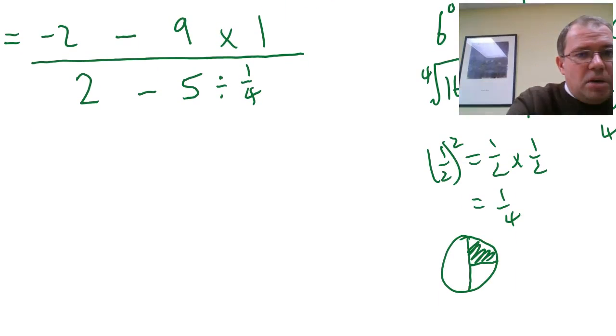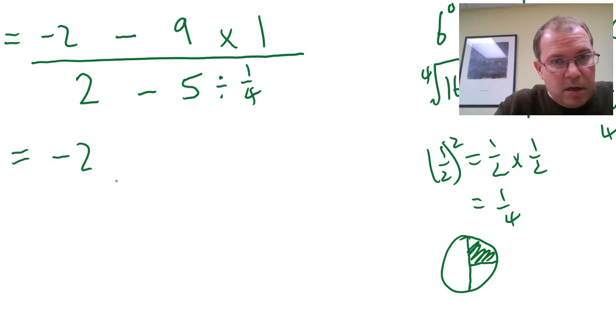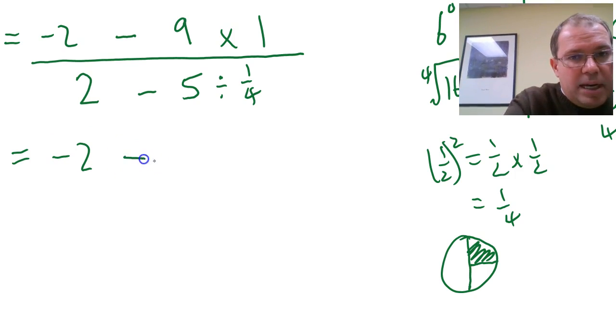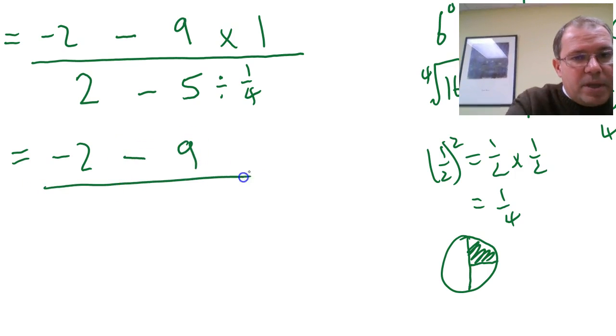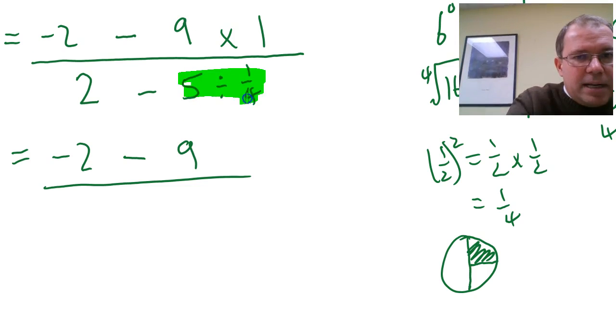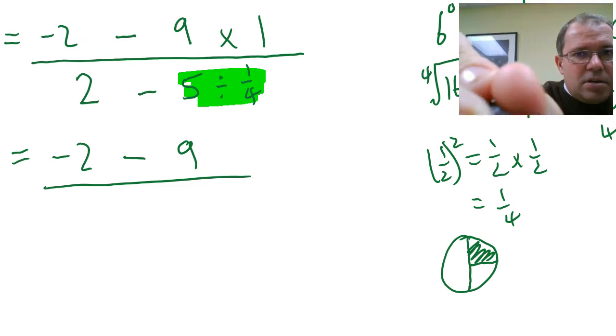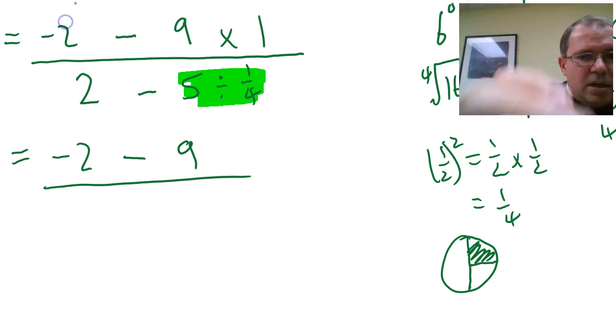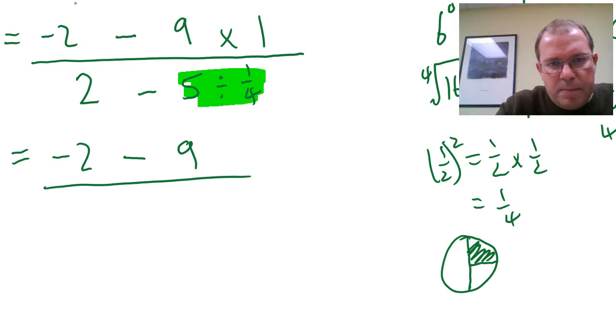So now we've got the top line, and we have to use order of operations, so we need to do the multiplication first. Don't do -2 minus 9, you'll get it wrong. Do 9 times 1. So 9 times 1 is 9. On the bottom I have to do this tricky division first. So don't forget that we need to do that division first. So let's do that now. So 5 divided by a quarter.